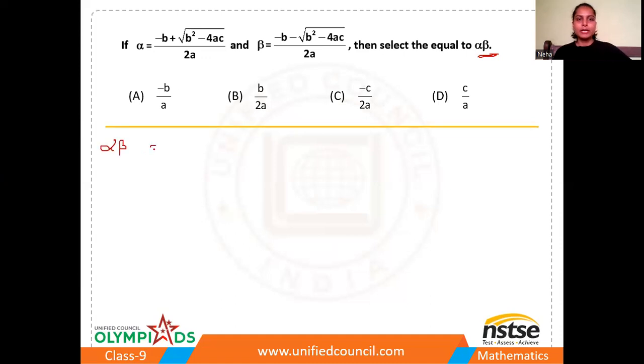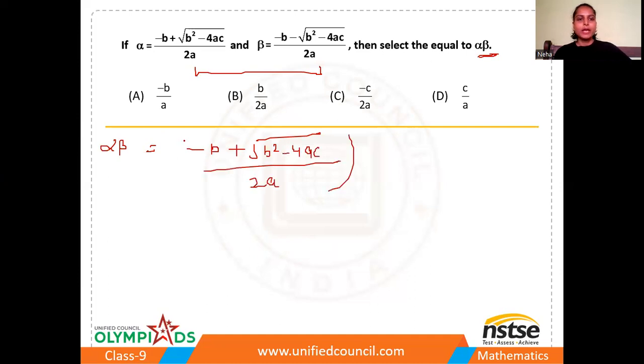So alpha into beta, that means I have to multiply these two terms. So this I can write as minus b plus the square root of b square minus 4ac by 2a. And this term I have to multiply with, here I can take the minus sign as common, right? In these two terms, the minus sign I can take common, so it comes here, right? And it will become b plus the square root of b square minus 4ac upon 2a.